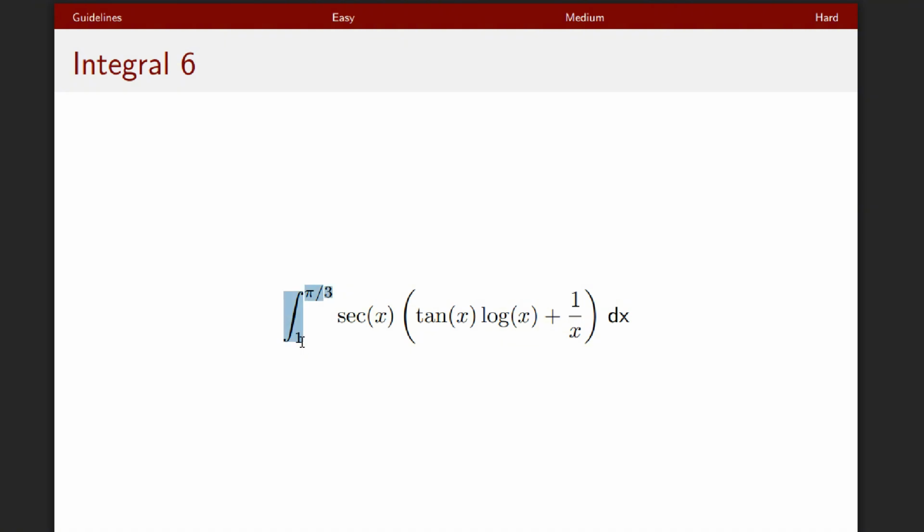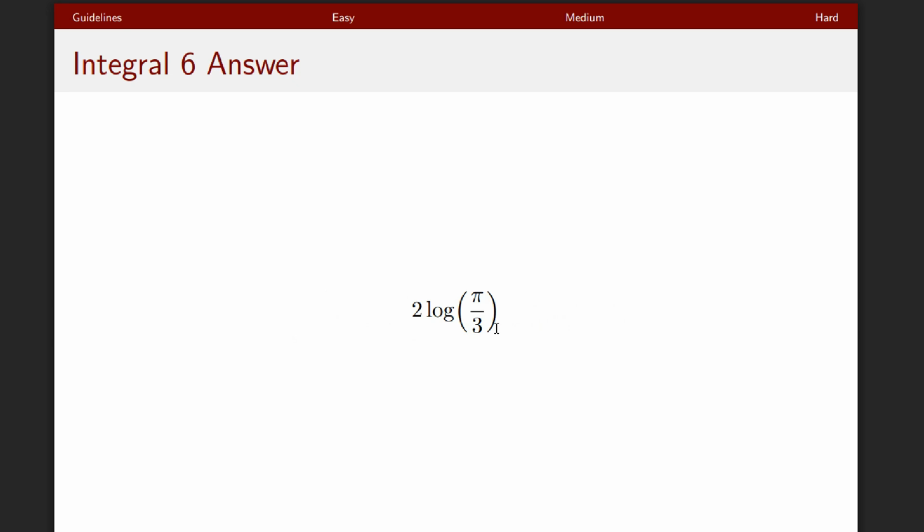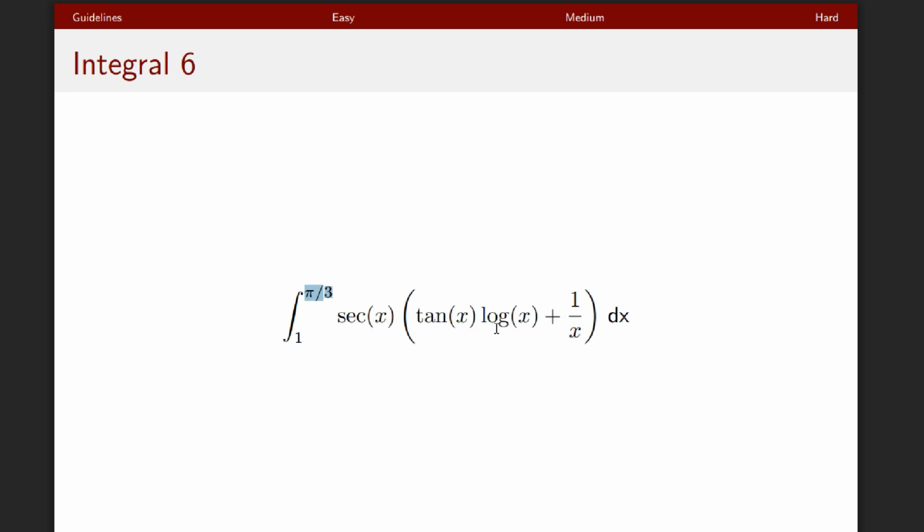So obviously this is 0 because we have ln of x. Ln of 1 is 0. So we only have to focus on ln of pi over 3 times secant of pi over 3. Secant of pi over 3 is 2. So I guess it's 2 ln of pi over 3. Okay, so recognizing reverse product rules is very, very important.